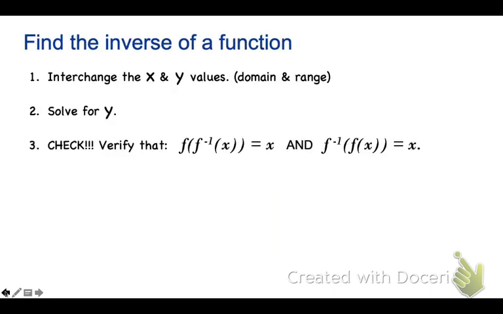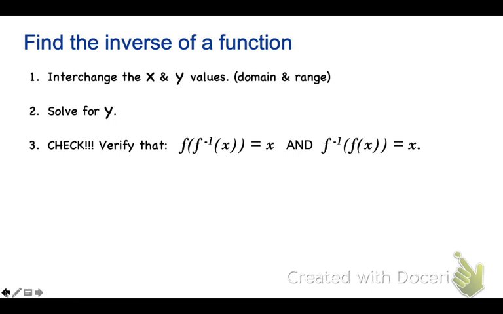In order to find an inverse, we haven't done it yet today, but if the domain and range on inverses interchange, isn't that probably how we find the equation? Yes. So to find an inverse, you interchange the x and y values, the domain and range, and you solve for y. And then you check your answer. How do you check your answer? f of g and g of f, right?